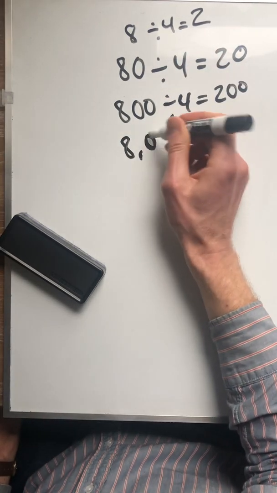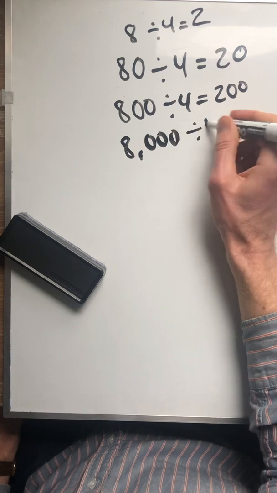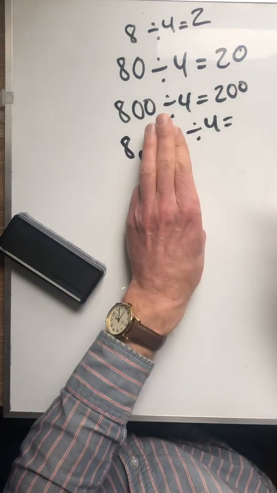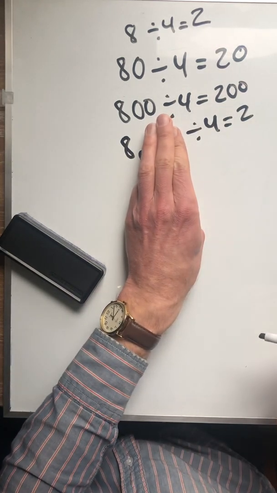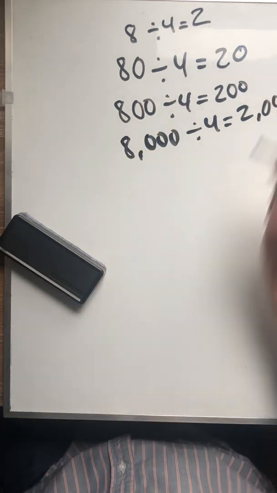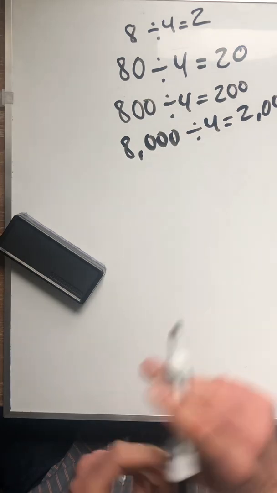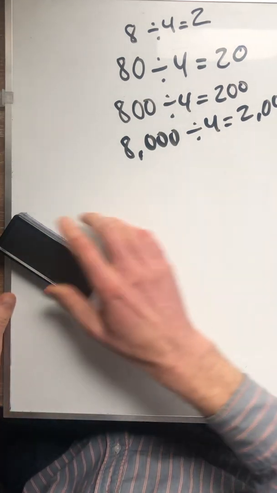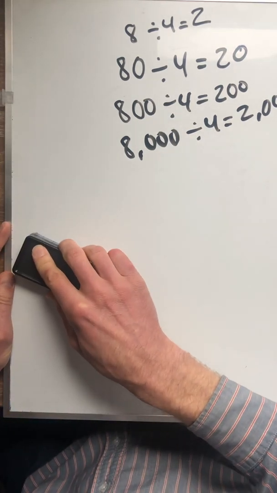Or if it's 8,000 divided by 4, guess what? It's the same problem. We're still just thinking about 8 divided by 4, which is 2. But we're not just talking about ones, we're talking about 8,000. So it's going to be 2,000. So the 3 zeros go to this side. That's something to keep in mind for these problems you're going to be doing today.